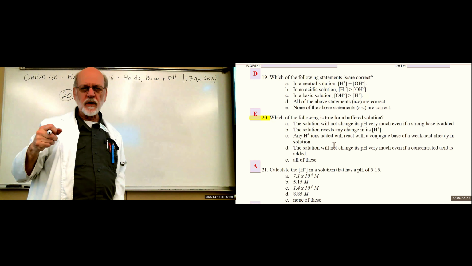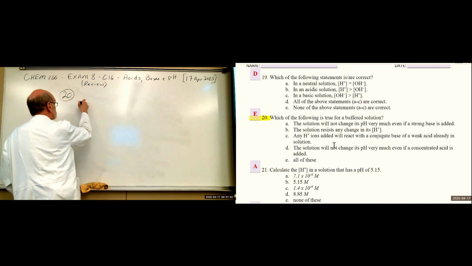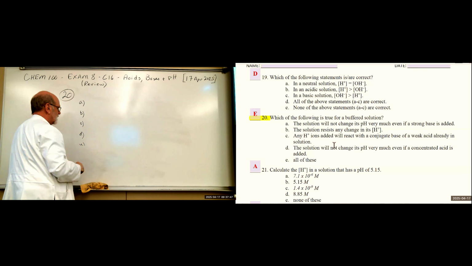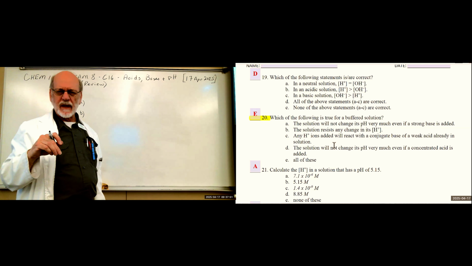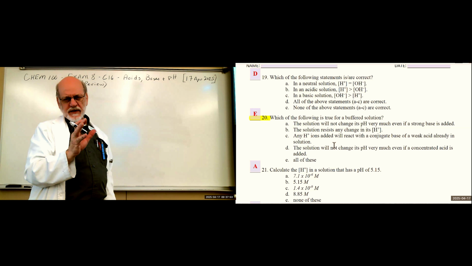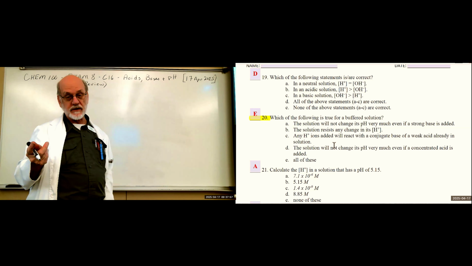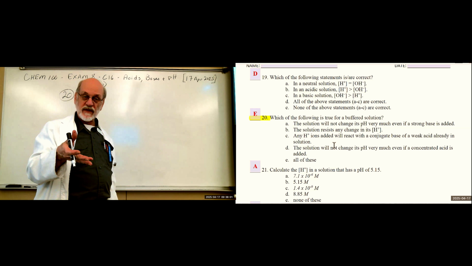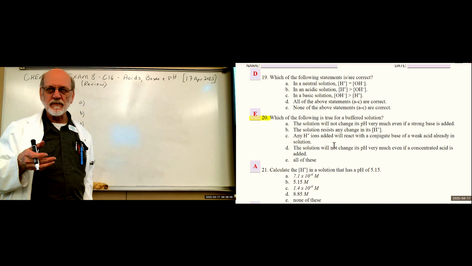Which of the following is true for a buffered solution? Okay. Talking about a buffered solution. Let's see. The statements look like they have several parts to them. So one part might be true and another part might be false. So every statement or every phrase within that statement must be true. What's true about a buffered solution?